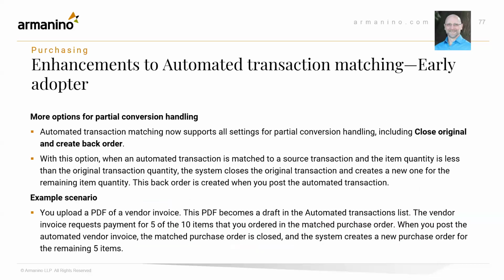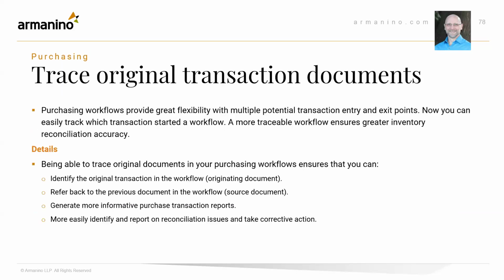More options for partial conversion handling. Automated transaction matching now supports all settings for partial conversion handling, including close original and create back order. It didn't before. So with this option, when an automated transaction is matched to a source transaction and the item quantity is less than the original transaction quantity, the system closes the original transaction and creates a new one for the remaining item quantity. This back order is created when you post the automated transaction. And they give you an example scenario there.